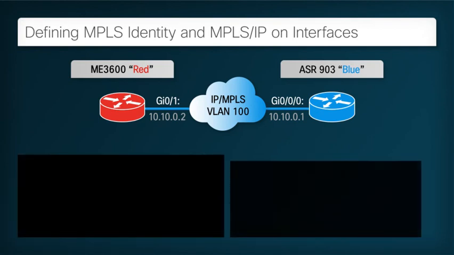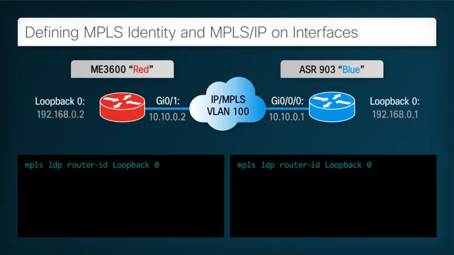We do this by referring to the loopback 0 interface whose IP address we've previously defined. Next, we select the Layer 3 interface for each node and turn on IP MPLS for that interface, the VLAN 100 interface for node red, and the BDI 100 interface for the node blue.